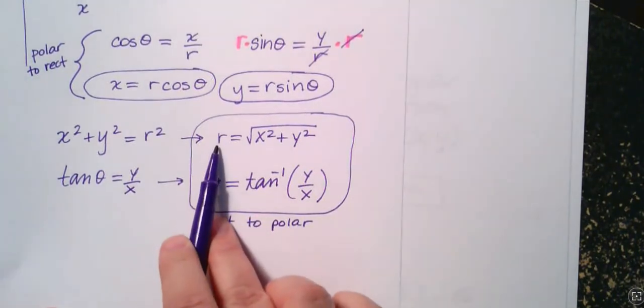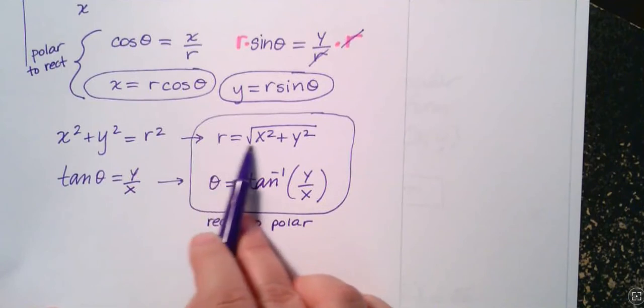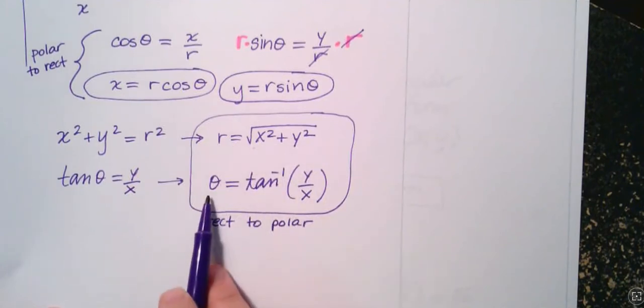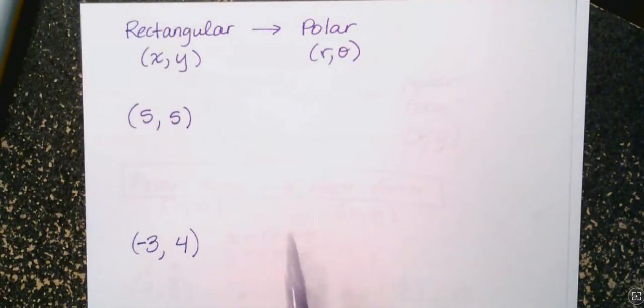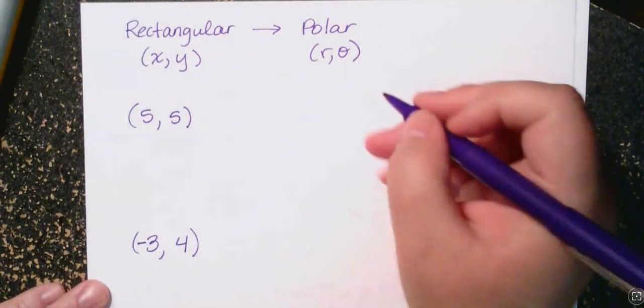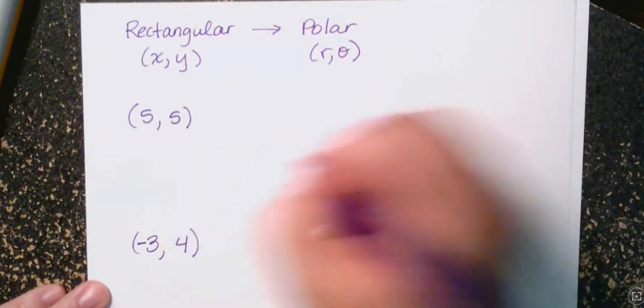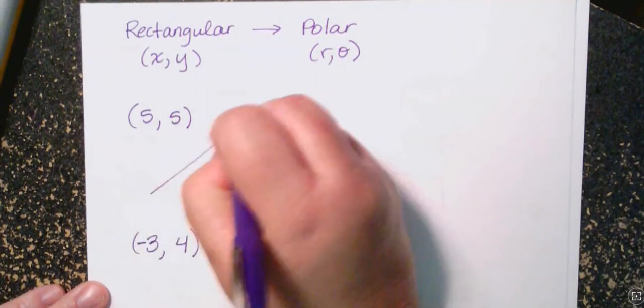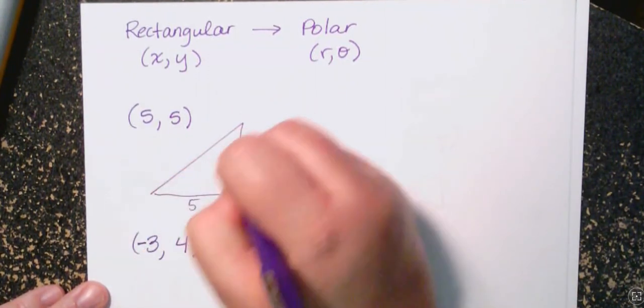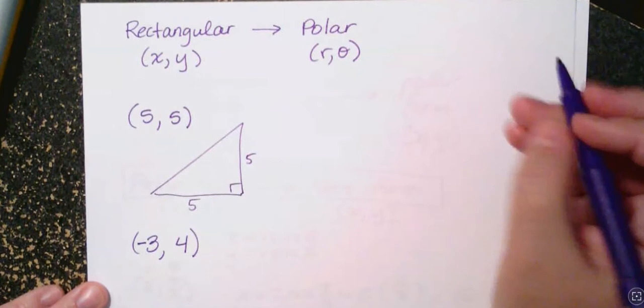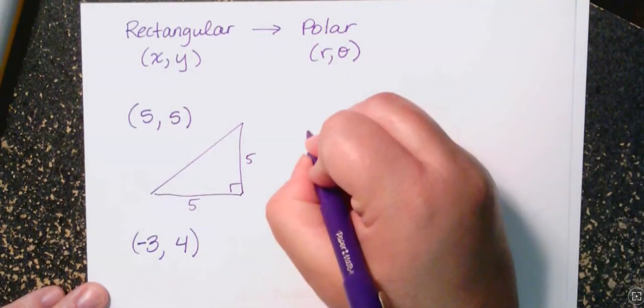R is like the hypotenuse of our right triangle, so we find it just using the Pythagorean theorem, and theta is the angle closest to the origin, basically. So you could go ahead and draw a triangle and figure it out that way. In other words, do this and say, okay, this is 5, and so on. But let's go ahead and use those formulas since we just spent so much time coming up with them.